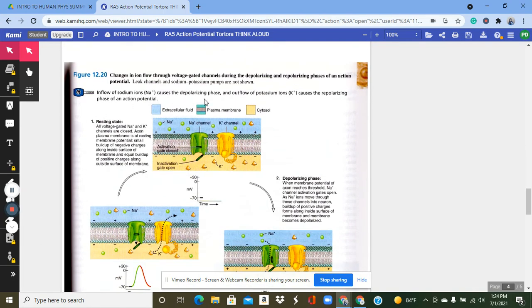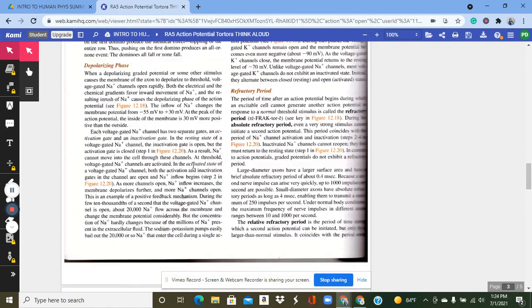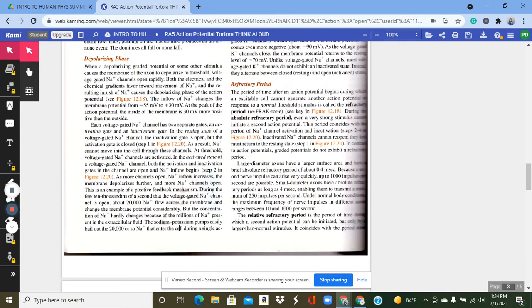Okay, so this is the resting state. This is the sodium channel, and there are two gates. This is the activation gate and this is the inactivation gate. So basically, resting state: activation gate closed, and inactivation gate open. As a result, the sodium cannot move into the cell through these channels.